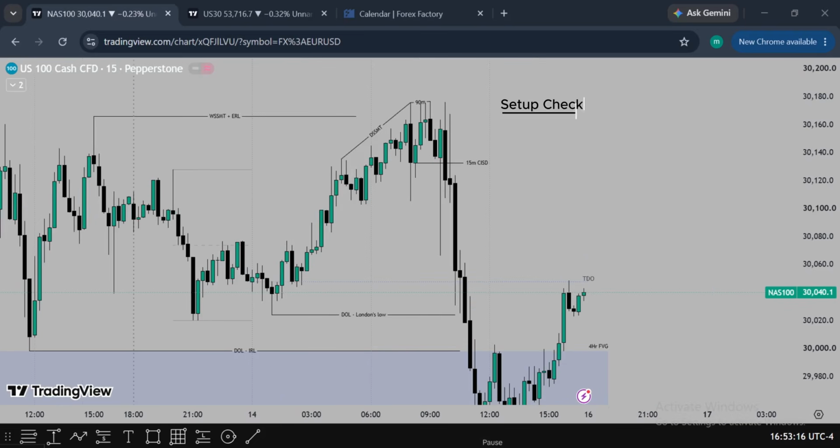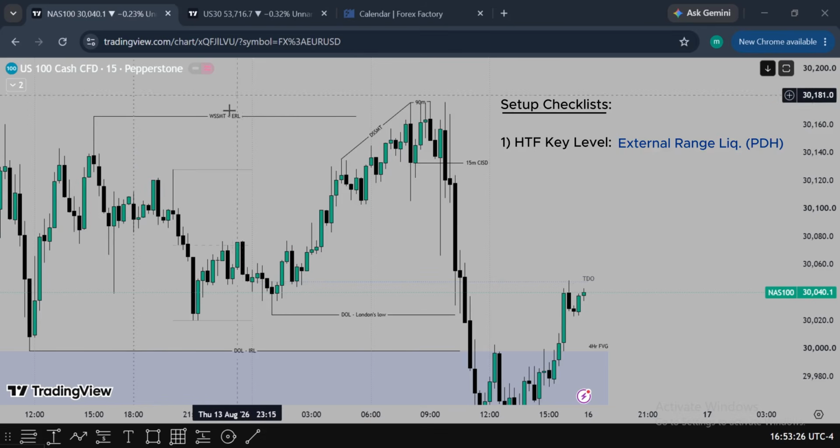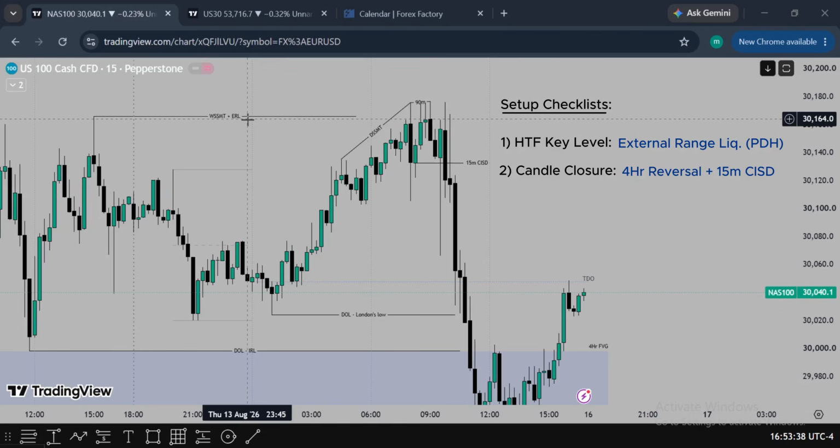For this setup, our key level was external edge liquidity with SMT. NEQ took previous day high as external edge liquidity, and AS and YM failed to take previous day's high. For our higher time frame candle closure, as you can see, NEQ took previous candle's high and rejected to close above the previous candle's high, forming a 4-hour reversal candle to closure confirmed with a 50-minute change in state of delivery.